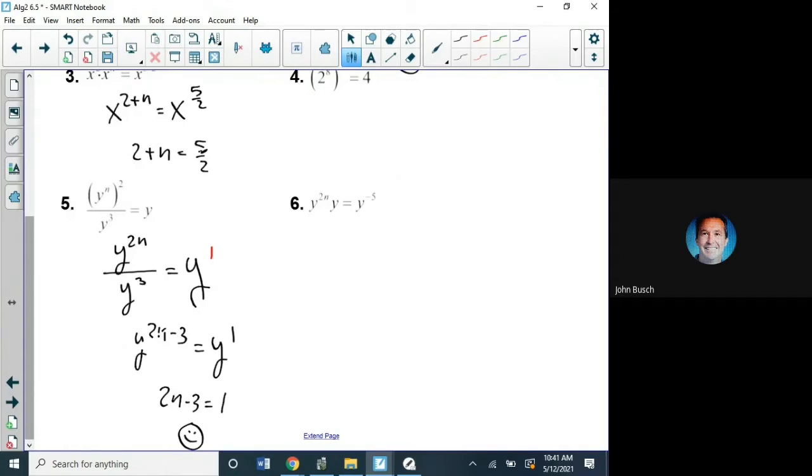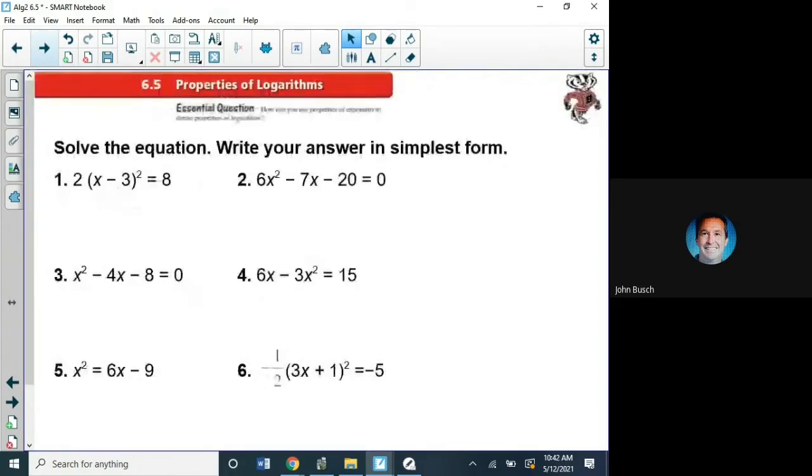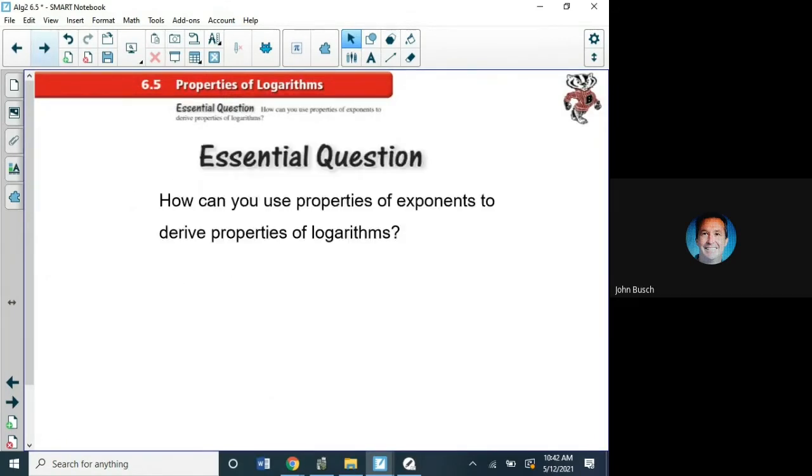But anyway, follow the rules of the powers, and you'll be able to set up an equation to solve it. Not part of the lesson, but important to review some old stuff. Here's another old stuff thing, and I'm not going to go over it. It doesn't have too much to do with our lesson. But how can you use the properties of exponents to derive properties of logs?